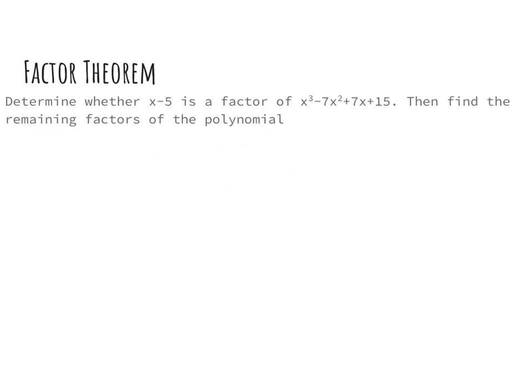So next we're going to see what the factor theorem does for us. We're going to determine whether x minus 5 is a factor of x cubed minus 7x squared plus 7x plus 15. And then we're going to find the remaining factors. How we're going to do that is we're going to use synthetic division. So if x minus 5 is our divisor, positive 5 is going to go in that top left corner.